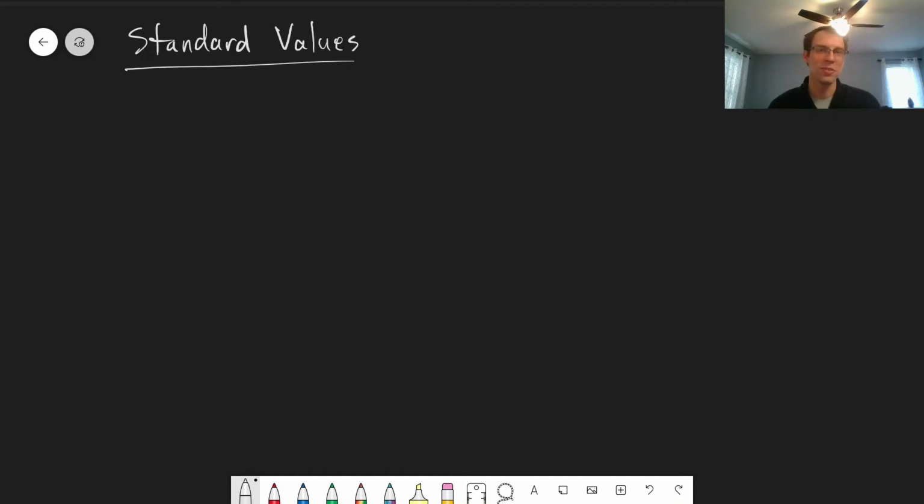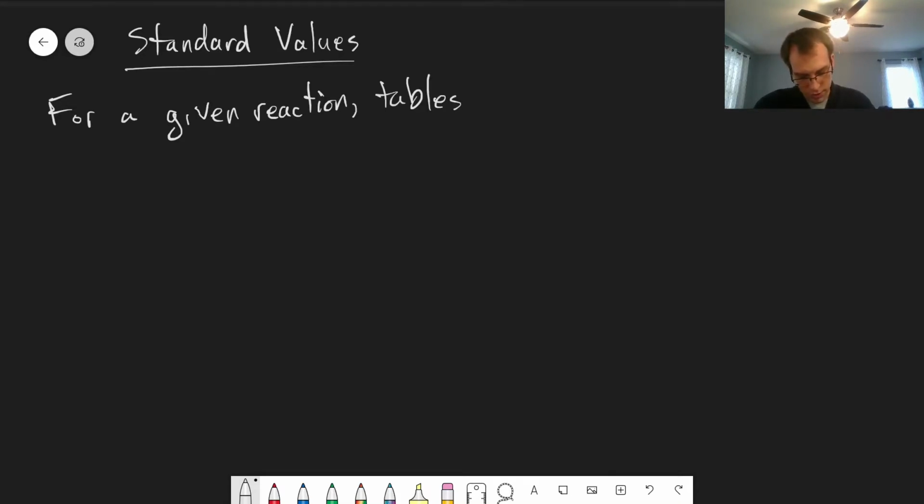Okay, we are almost to the link between equilibrium and all these thermodynamic variables we've been talking about. So the last thing we need to discuss is the idea of standard values. For a given reaction, we can go to a table and look up standard values of enthalpy, entropy, and Gibbs free energy for the reaction. So tables of standard values exist. And what is the standard that we use to define these standard values?